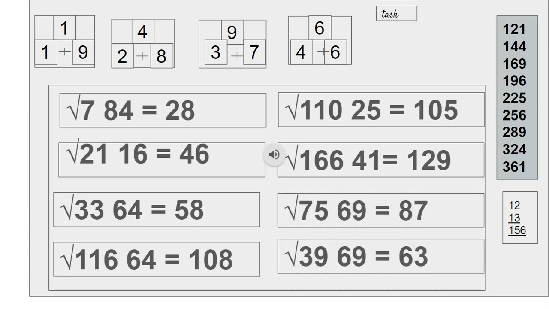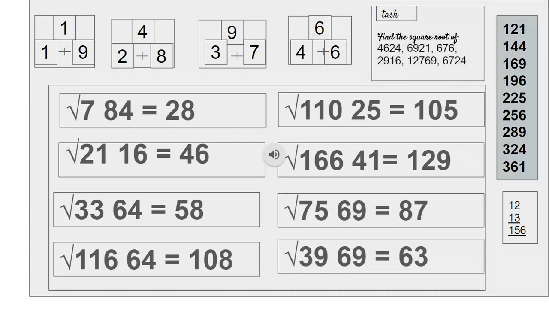If you want, I will give one more video next time. But here you have one task. You have to find the square roots of these numbers within 2 seconds. I hope you understood the trick. Understood now how to find it? It is very simple. The numbers I have already given: 4,624, 6,921, 676, 2,916, 12,769, 6,724. Okay, so find the square roots of these numbers within 2 seconds and reply to me how much time you have taken. I don't want any answer. Okay.